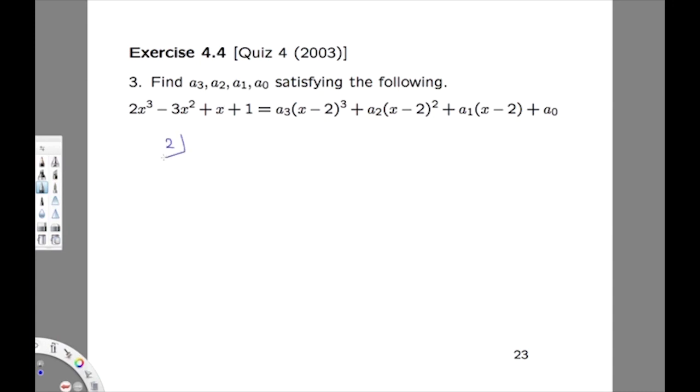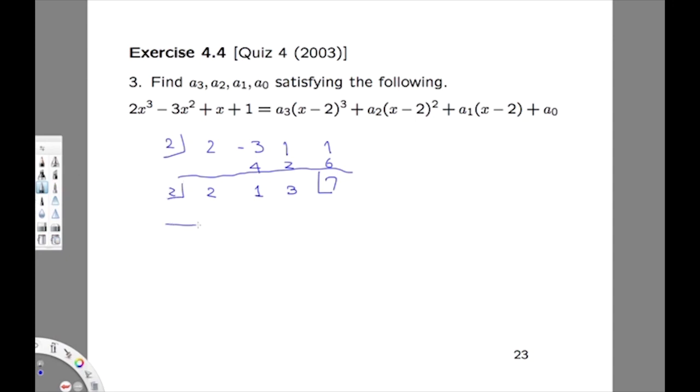Okay, let me try the first one first. 2, minus 3, 1, 1. 2. Okay, you have this much. Then again we continue this process.